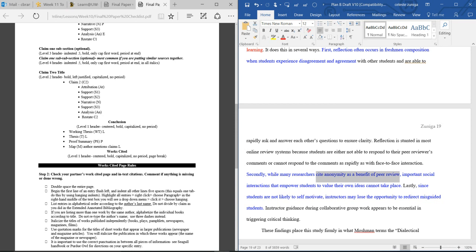It's good for learning. And then lastly, students are not likely to self-motivate, and instructors lose the opportunity to redirect misguided students. Because I am literally not in the room with you guys when you're peer reviewing, you don't get to ask me quick questions. When I'm walking around a classroom during the peer review process, I get like 50 questions in one session. People are like, I don't know what this means. What's this? They raise their hand, I go over there, I answer a quick question, and I'm running around the room. And so I'm missing that opportunity online. That's not there.